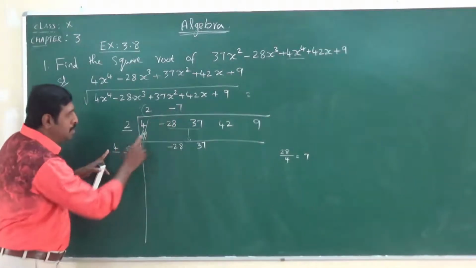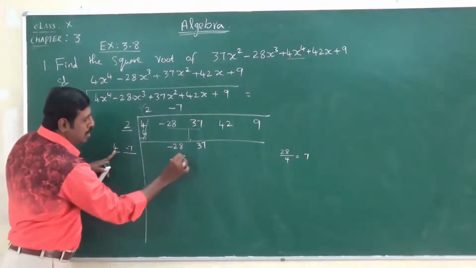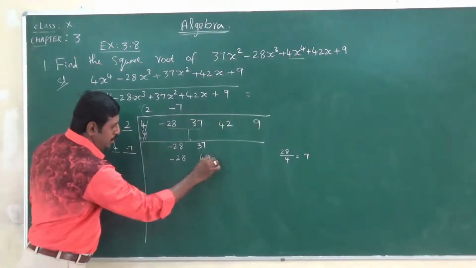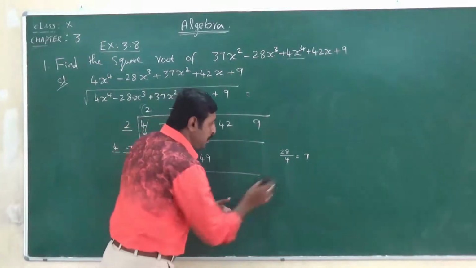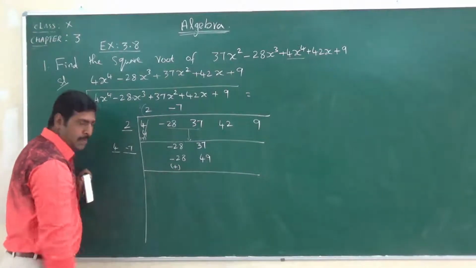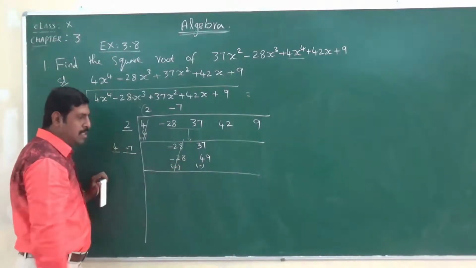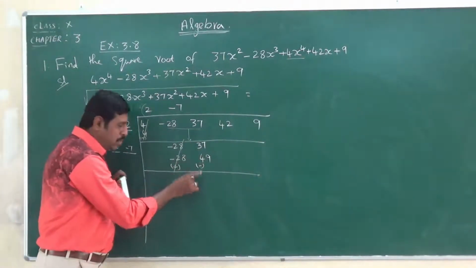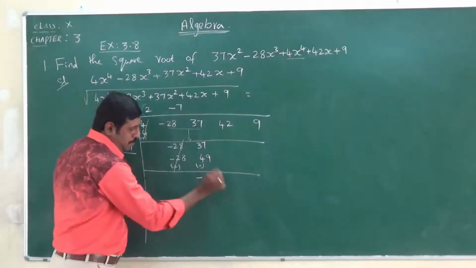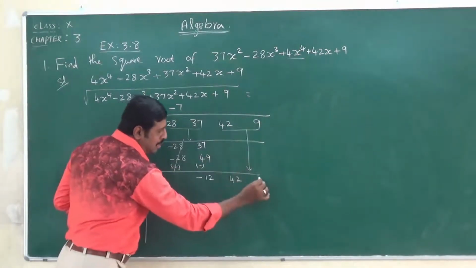Now multiply this term: minus into plus is minus, 7 fours are 28, and then minus into minus is plus, 7 sevens are 49. Now we have to subtract. Change the symbol: here we have minus, so put plus; here we have plus, so put minus. So minus 28 and plus 28 both cancel. Here the highest value has a negative symbol, so put minus first. 49 minus 37 is 12. And then the next two terms are 42 and 9.